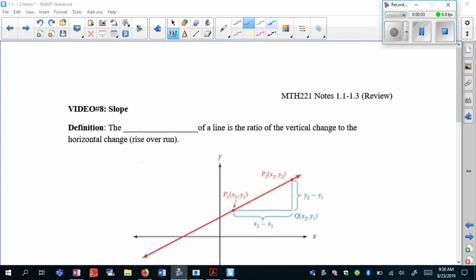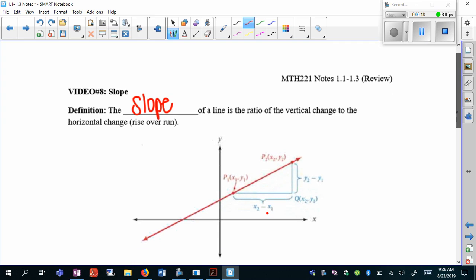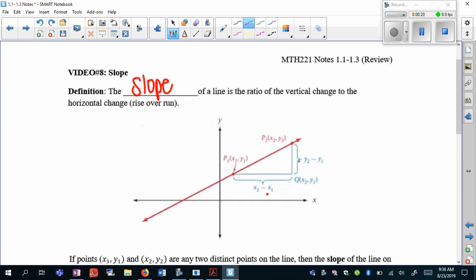In this lesson, we're going to talk about slope. So the definition: the slope of a line is the ratio of the vertical change to the horizontal change. You've probably heard of this as rise over run. So if you look, it's the change in y's over the change in x's.